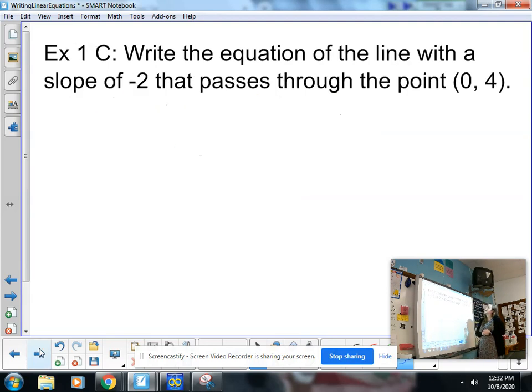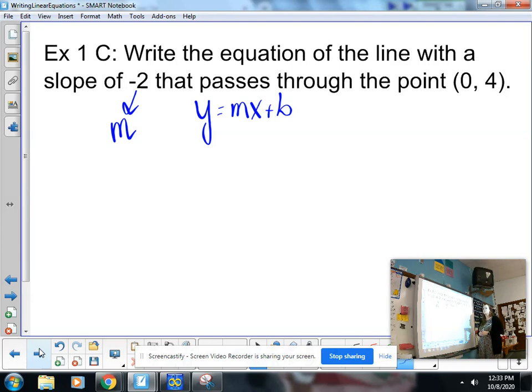The next one, this is 1c. Write an equation of the line with a slope of -2 that passes through the point 0, 4. Again, we are going to be using y equals mx plus b. Notice it's a theme with this section. Slope of -2, the letter m represents slope. Now we have this point over here, 0, 4.